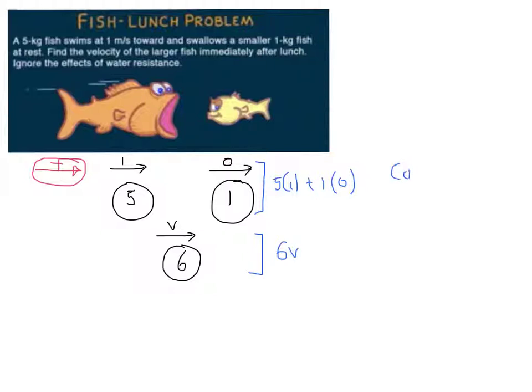Conservation of momentum tells us that these are the same. So 5 equals 6v, so v equals 1.2 metres per second. That is the velocity of the larger fish immediately after his lunch.